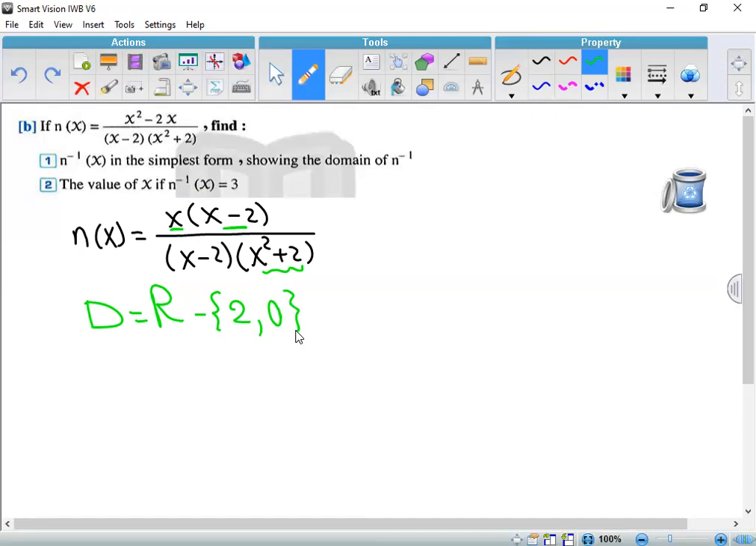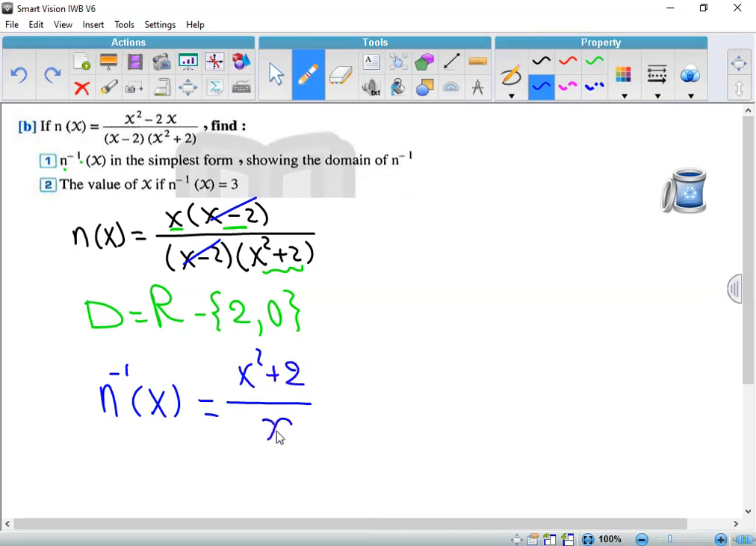I say now, if we want to find n inverse, we must consider the domain from the denominator and numerator. Then n inverse of x equals, we can simplify x minus 2 over x minus 2, equals x power 2 plus 2 over x. This is the right answer.